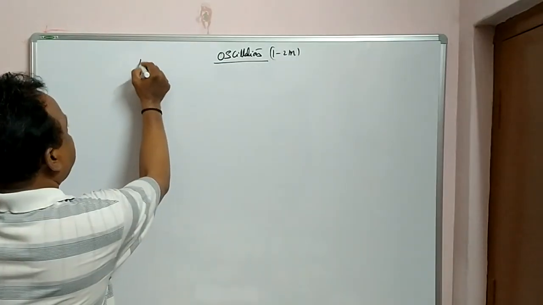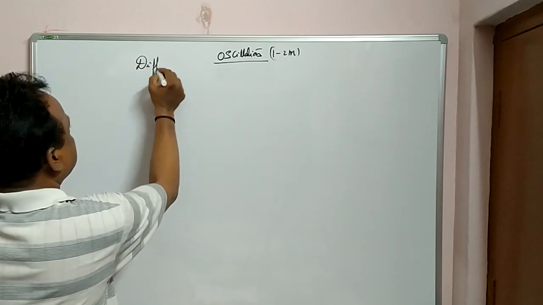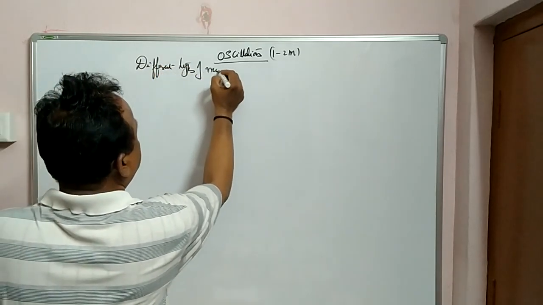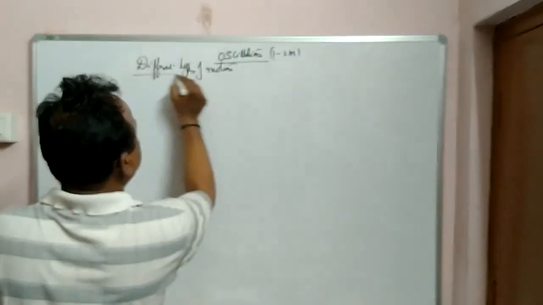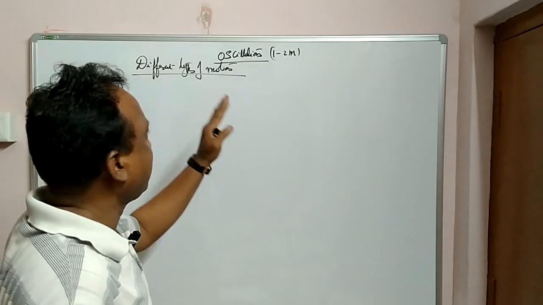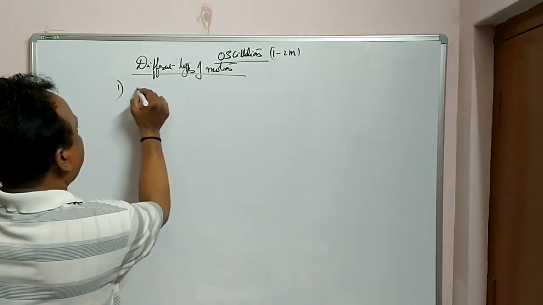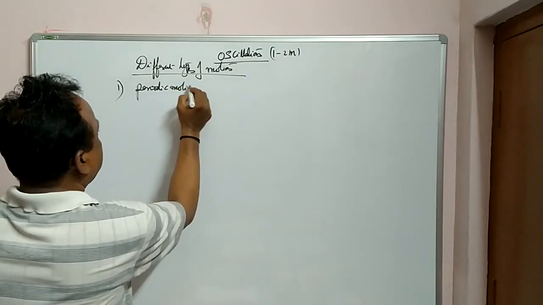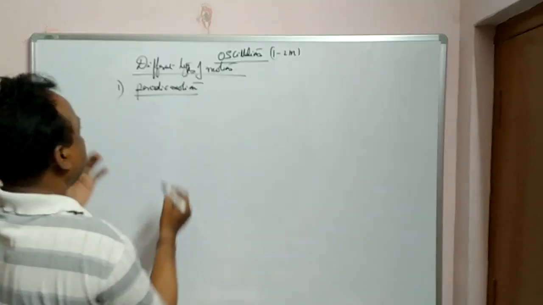So first of all, different types of motions. So mainly we'll be studying this one. First of all, let us deal what is a periodic motion. First one is periodic. Second one, vibratory or oscillatory.